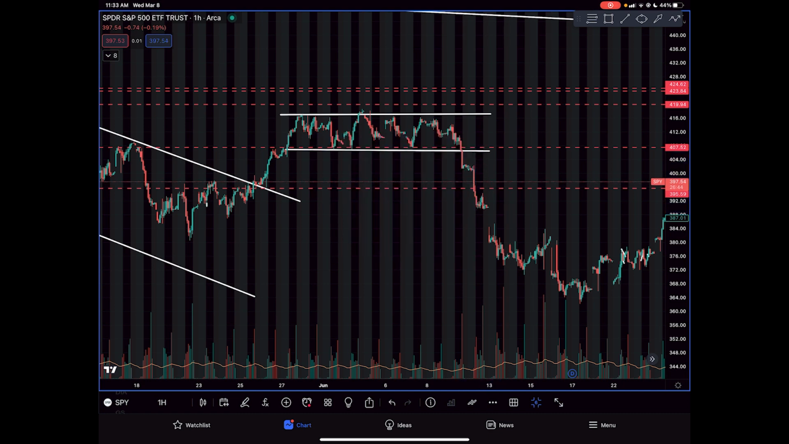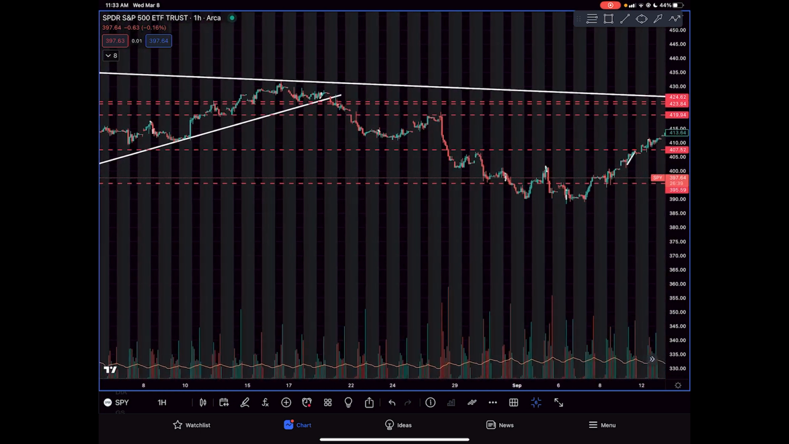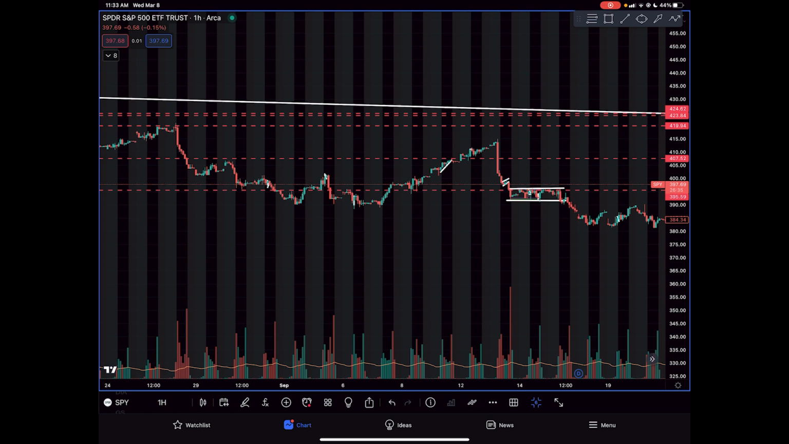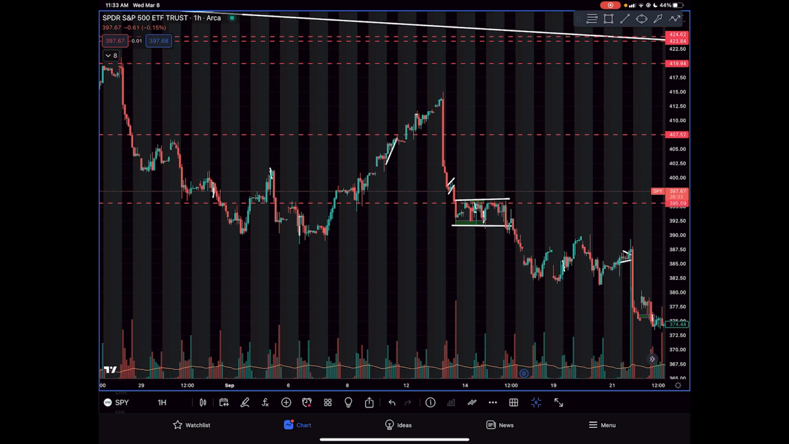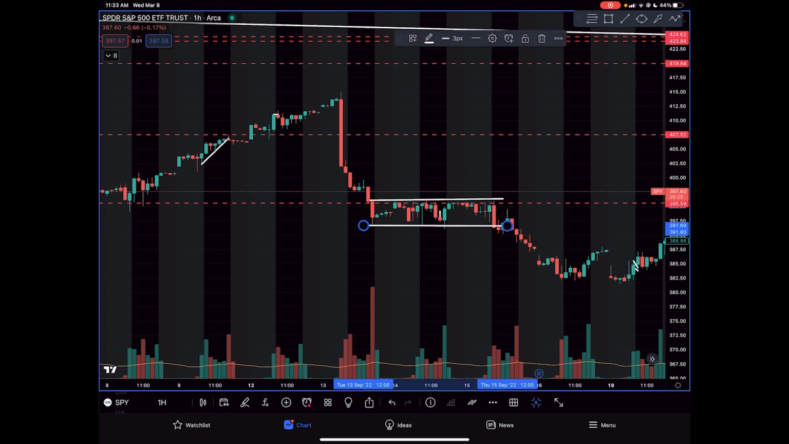All right, so let's see if I can find a better example of that. Okay, here. We have another small range here, and forgive me for all these lines. I trade SPY every day, so I always got it marked up. Let me take some of these off so y'all can see pretty clear. Okay, cool.